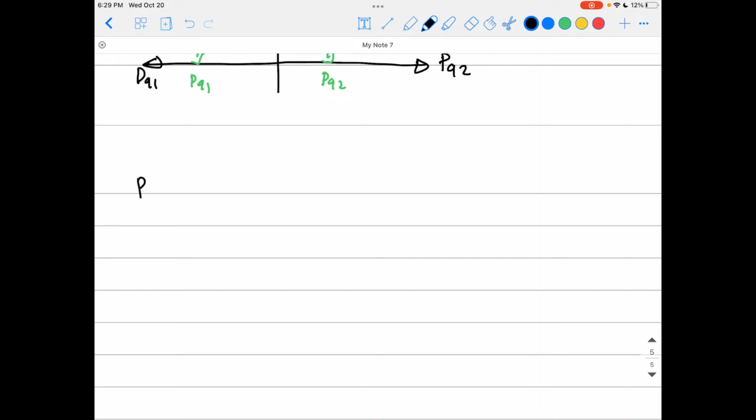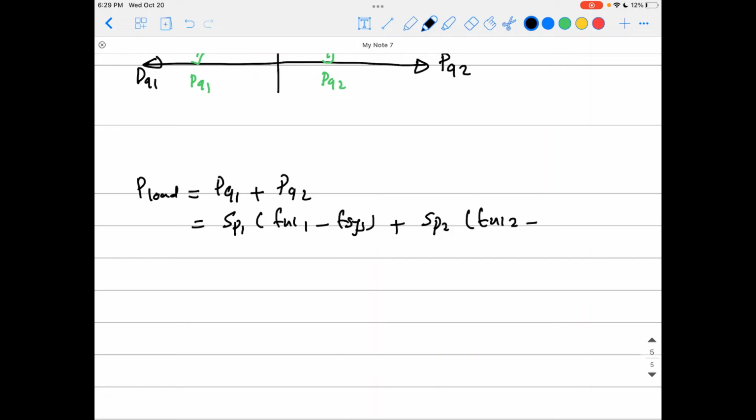We know that the load power that's required to be fed here will be coming from both the generators, P generator 1 plus P generator 2, okay? And you use the equation for each one of them. P generator 1 is SP1 multiplied by F no load 1 minus F system, plus P generator 2, SP2 multiplied by F no load 2 minus F system. Okay guys?